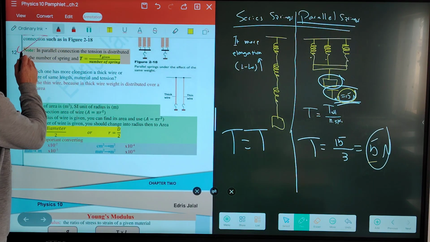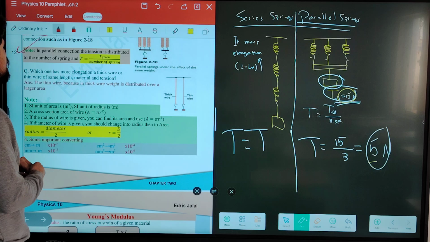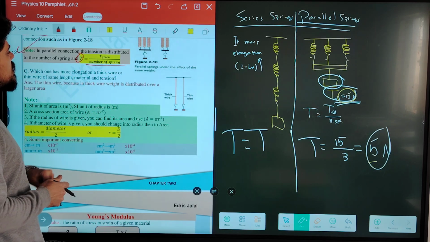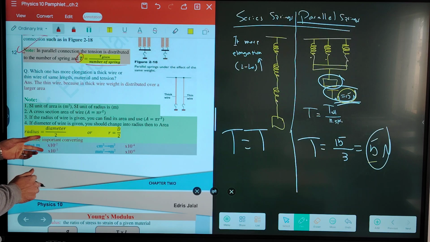And also I wrote here as a note, in parallel connection, the tension is distributed over the number of springs, and tension is equal to the given tension divided by the number of springs.